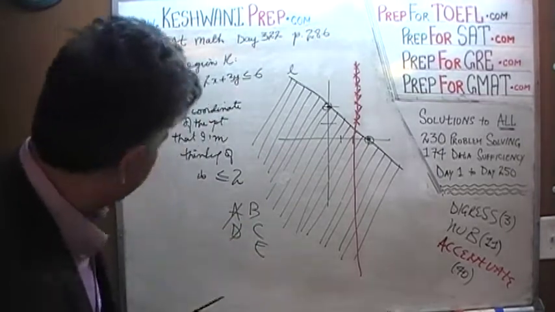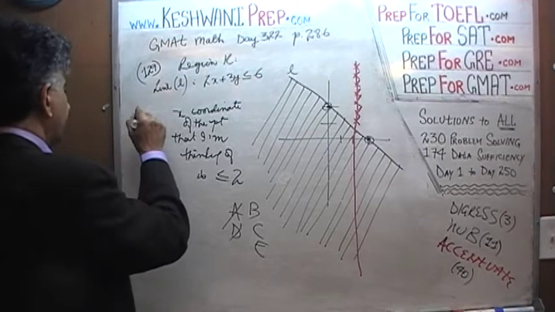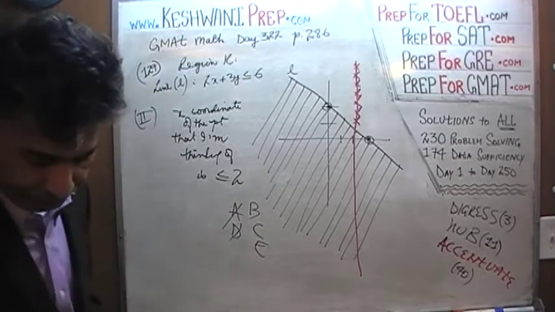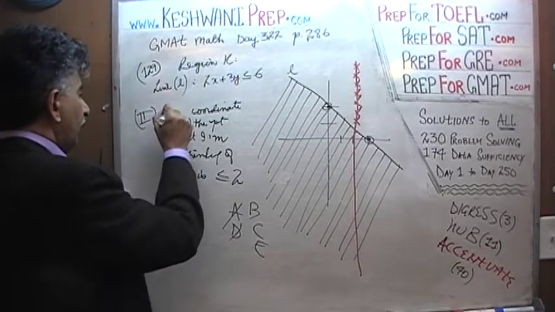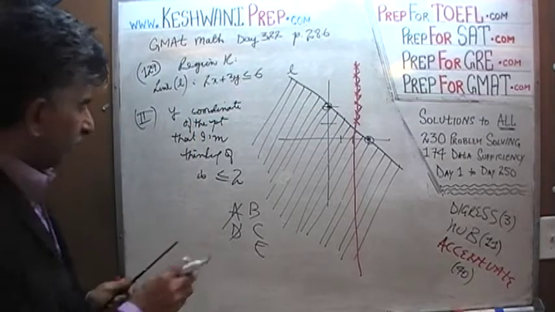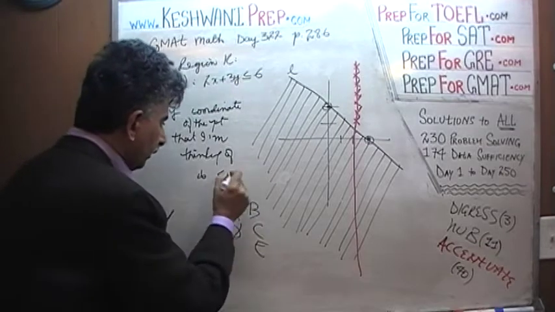You want one more hint? I'll give you a second hint. Here's your second hint. I'm telling you that the y-coordinate of the point that I'm thinking of is less than or equal to -1.